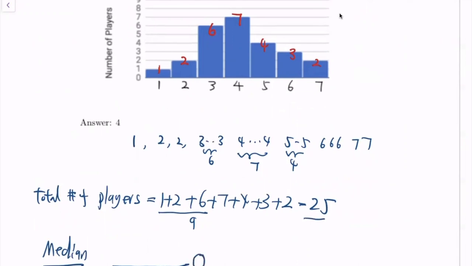So we have 12 here, this is 1 to 12, and this is 13, and then 14 to 25. The point is the 13th one will be the median. Now let's see which one is the 13th. So this is 2, this is 3, and the 13th will be here. So this is 4. So the median will be 4.